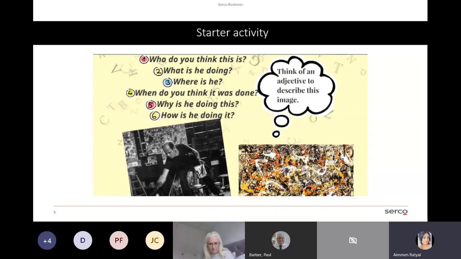And it helps. So again, on the right hand side, we've got another picture. And think of adjectives to describe this image, and that will hit your level two because you're bringing in the adjectives to make your writing a bit more descriptive.